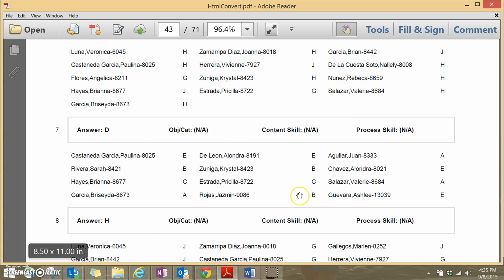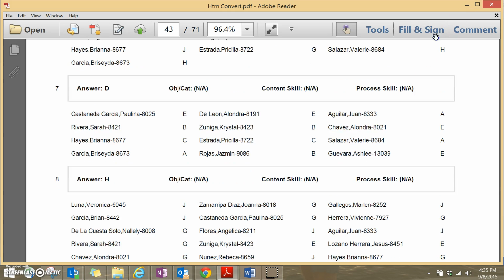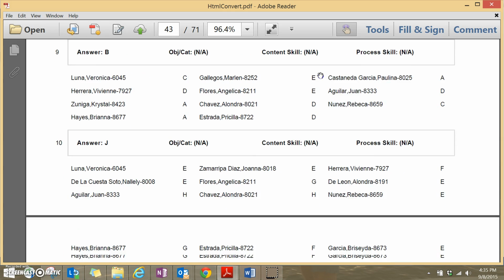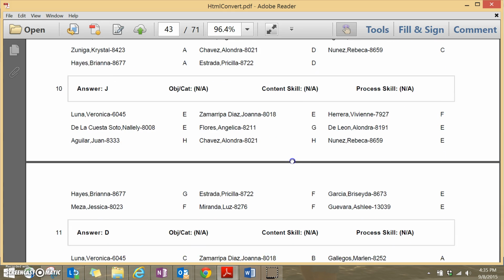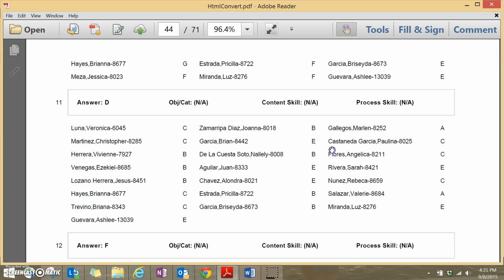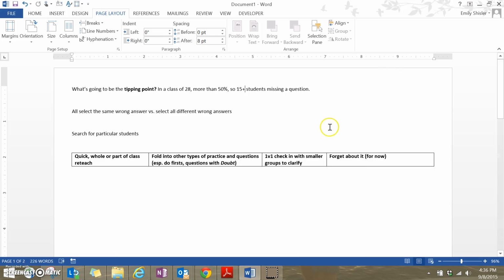So even though 12 kids missed number 7, I'm less interested in what's going on there in the beginning of the year. So I'm scrolling and picking out some questions. Okay, we're going to go over not 9, but I'm definitely going to go over 10. And 11. Whoa, yikes, that 11 looks pretty bad. So I'm going to just make a list of those somewhere.